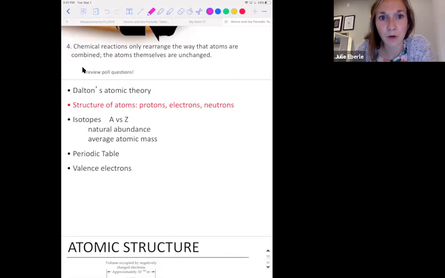Okay, we're gonna do one more. So again here, I believe there's probably more than one correct answer, but just pick the one that seems correct. Now we're looking at which statement is inconsistent with Dalton's atomic theory.